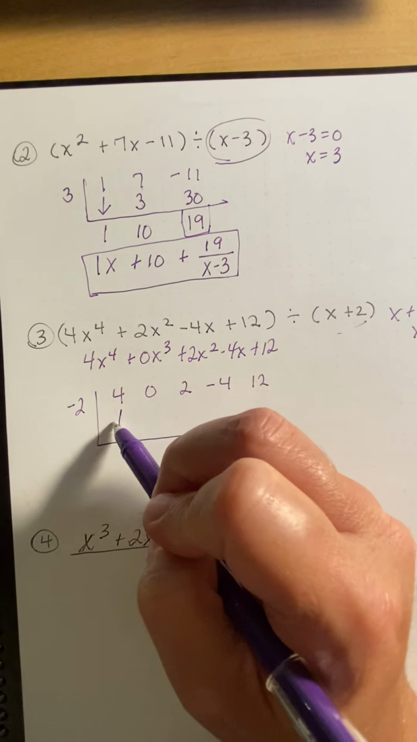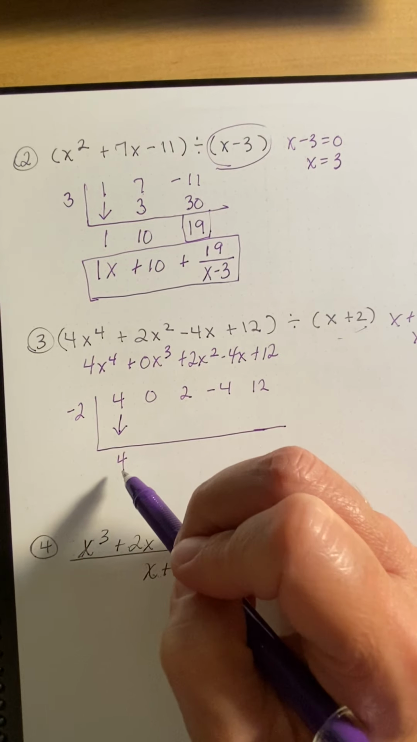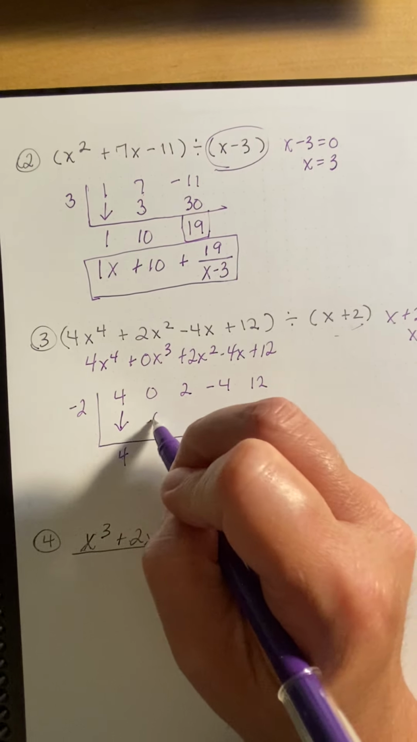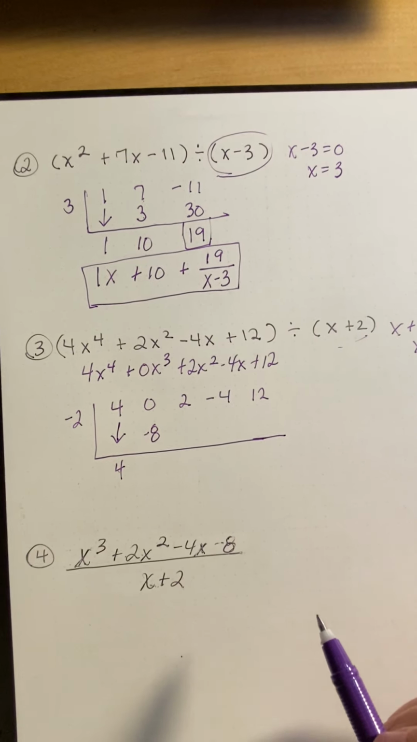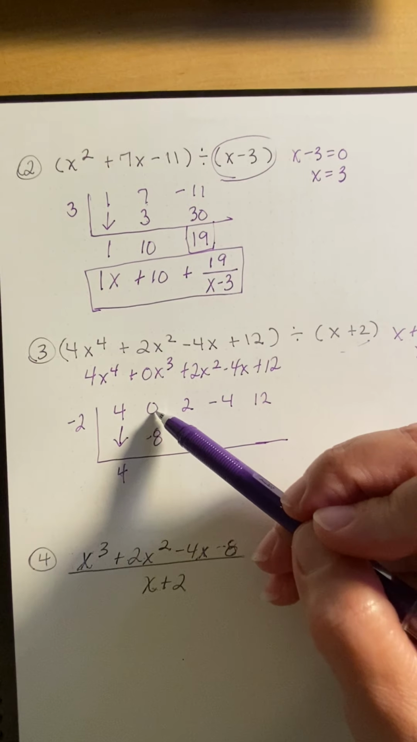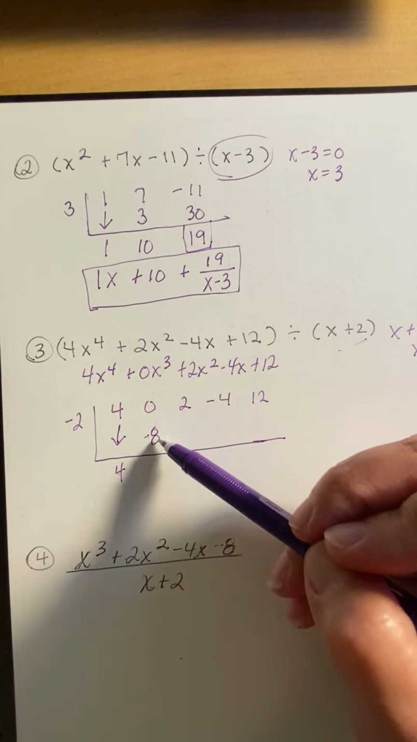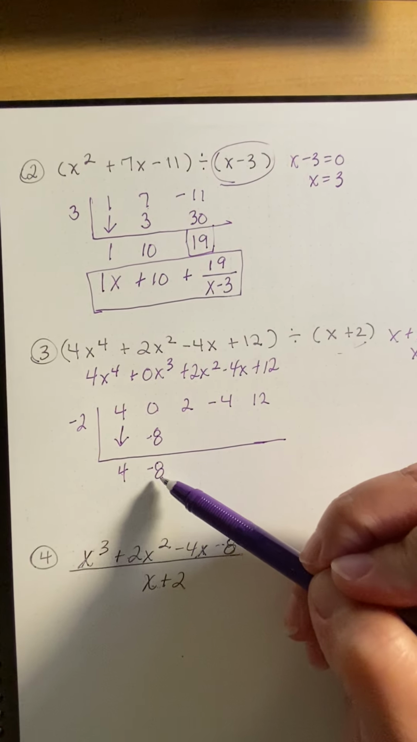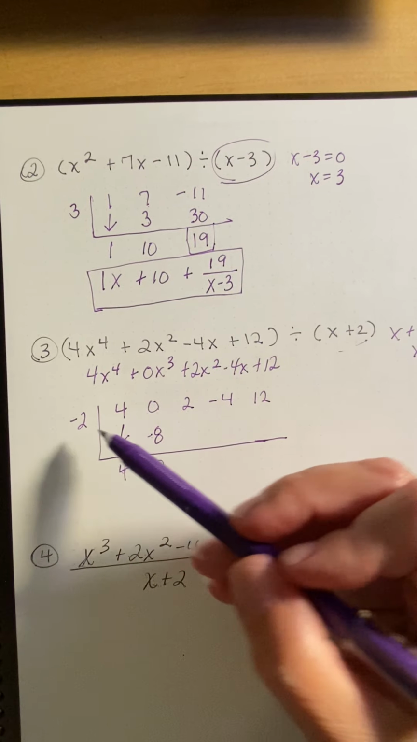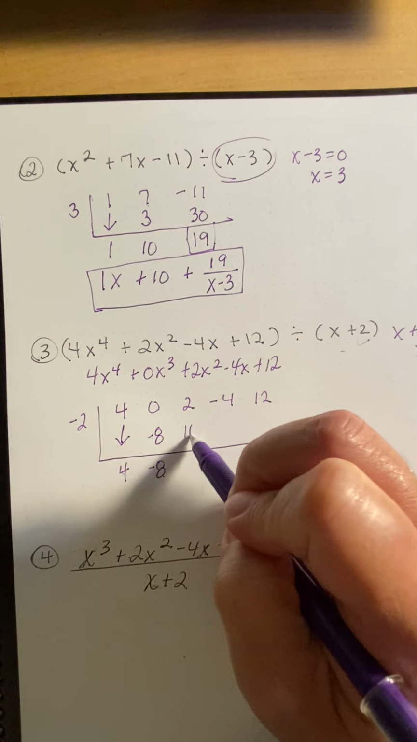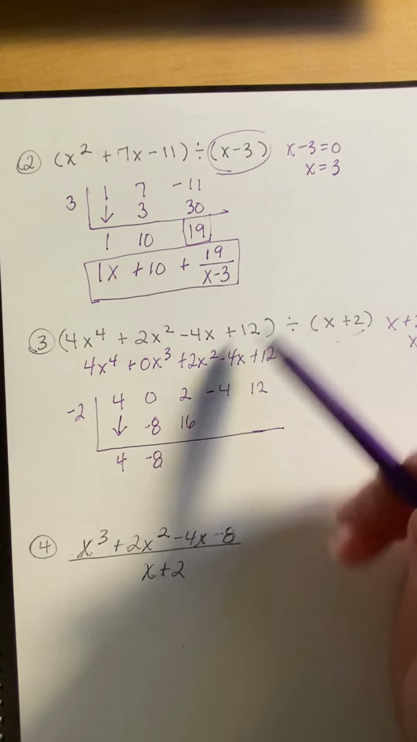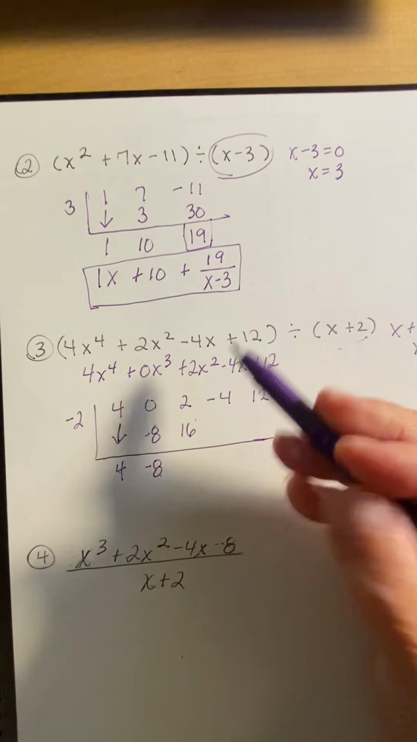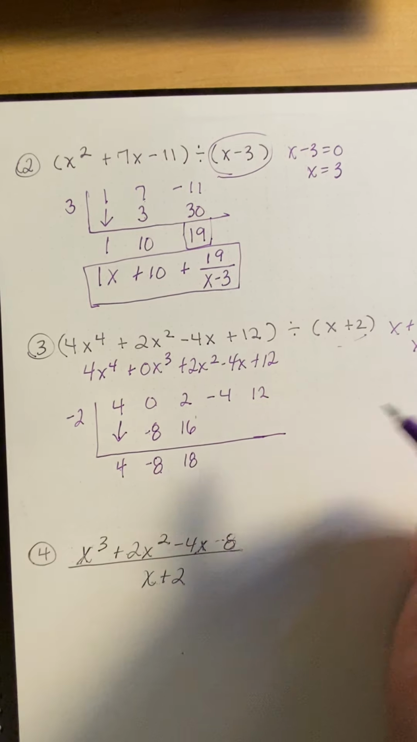Bring down your 4. If it's below the line, you're going to multiply it with what's on the outside. So 4 times negative 2 is negative 8. We'll put that underneath the next number. And you're doing what your signs say. So 0 minus 8 is negative 8. Below the line, multiply. So negative 8 times negative 2 is 16. That goes underneath the next number. Do what your signs say. So 2 plus 16, because that's a positive, is 18.